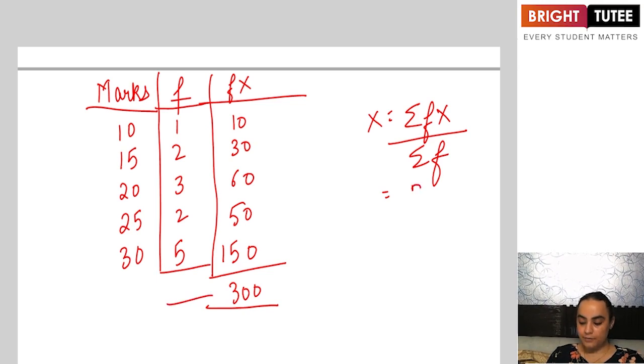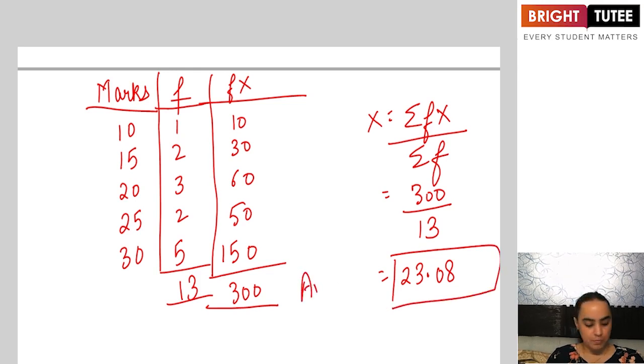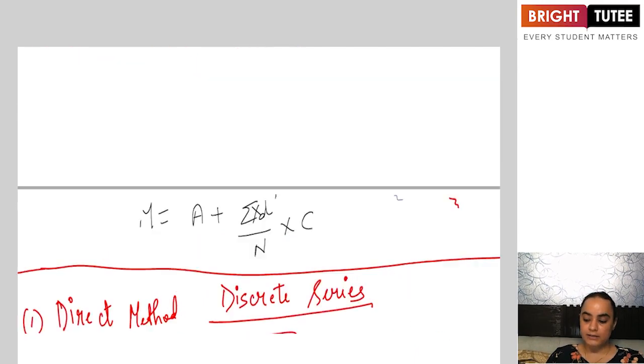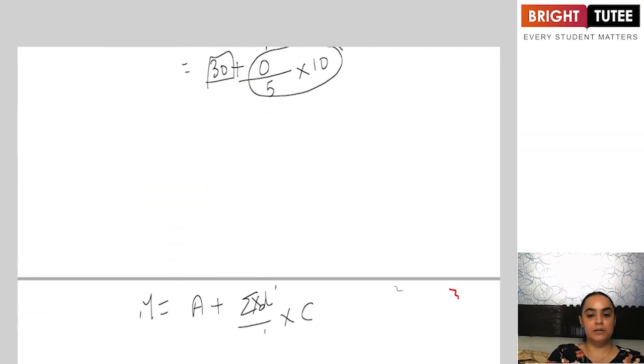Also, what do I need? I have my sum of fX, which is 300. Now I need the sum of my frequencies, which is 5, 6, 7, 8, 9, 10, 11, 12, and 13. So after I divide these two numbers, 300 by 13, the answer is going to be somewhere around 23.08. So this is your average marks. Got it? So the first method of calculating mean in case of a discrete series is the direct method, and this is the formula for calculating mean for the direct method.